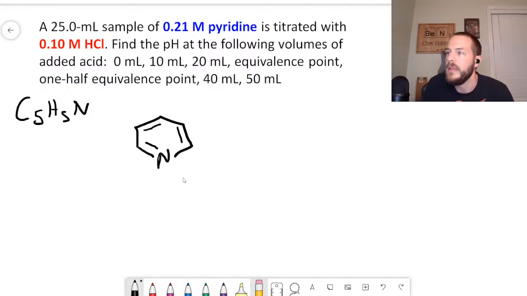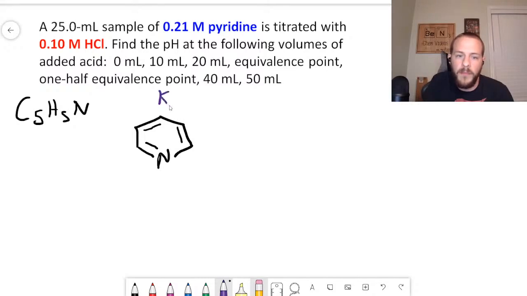And pyridine is a base. It's a weak base. So if you look it up in your textbook, you can actually find the Kb value, the base dissociation constant value for pyridine. And I think it's probably worth doing at this time to put that on here. So what is the Kb of pyridine? I'll just write it in up here.